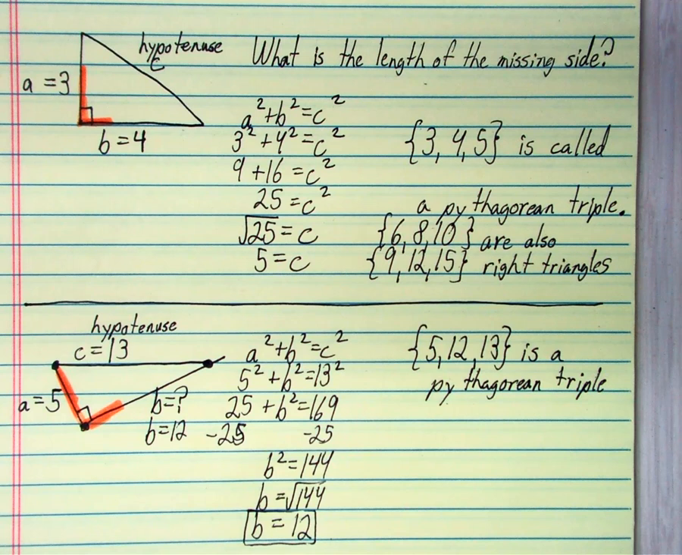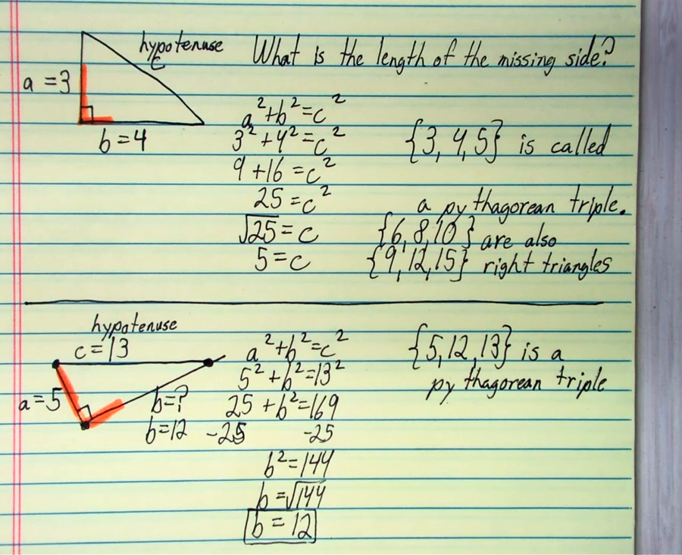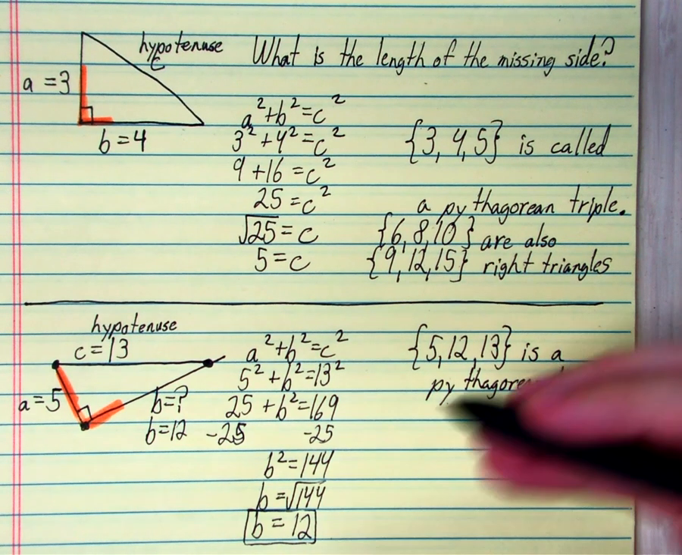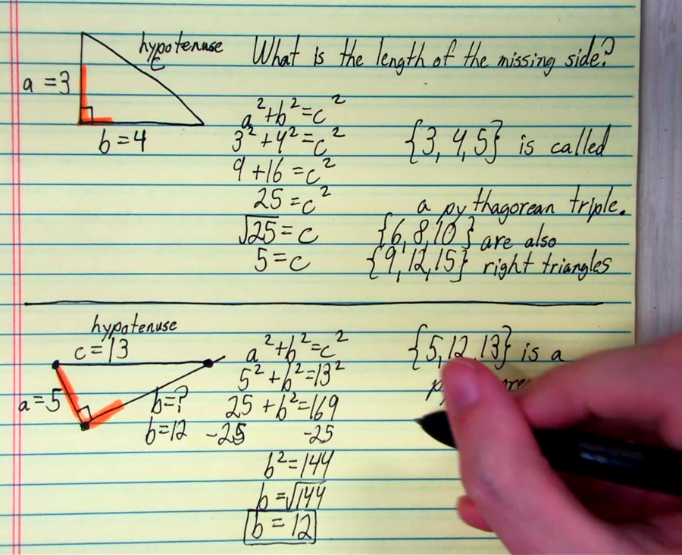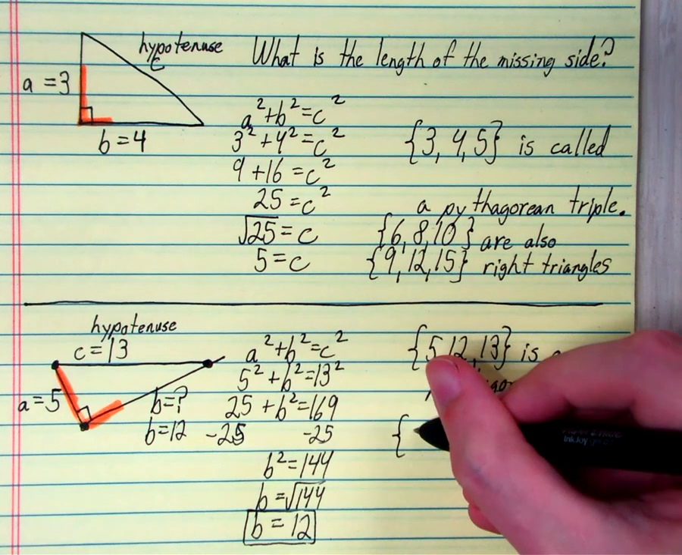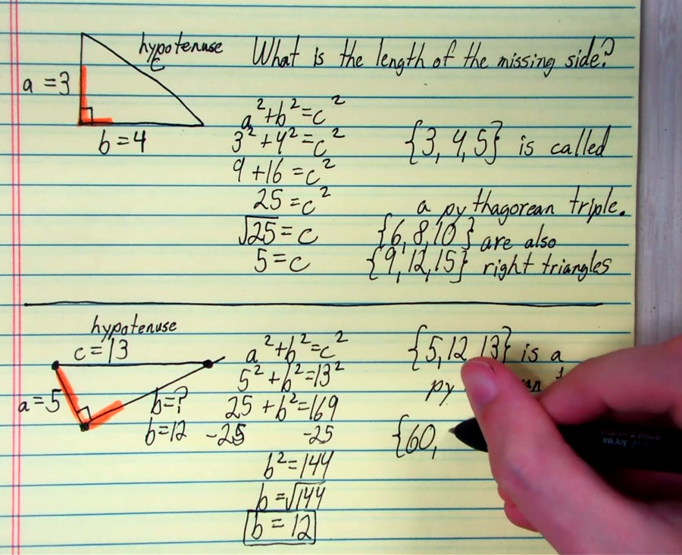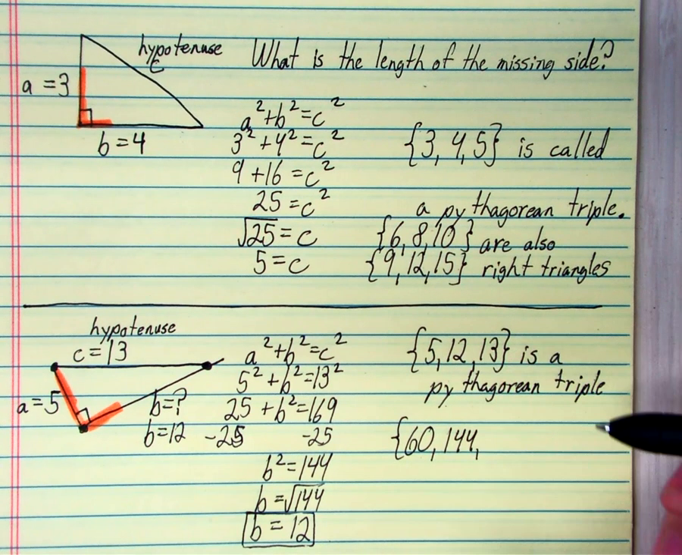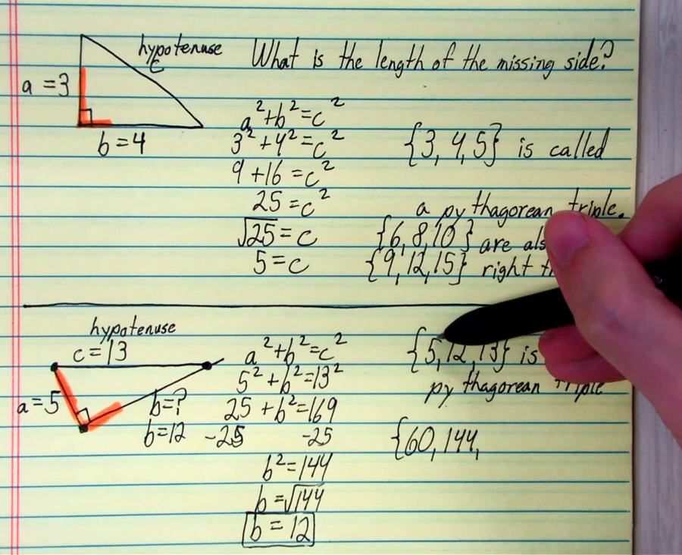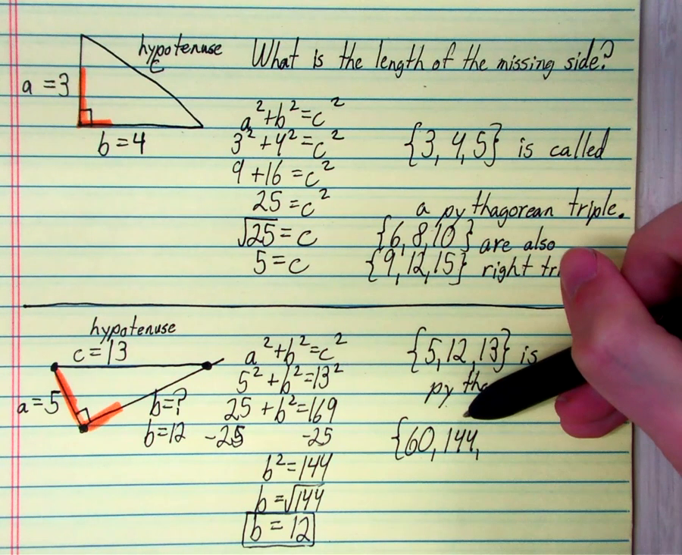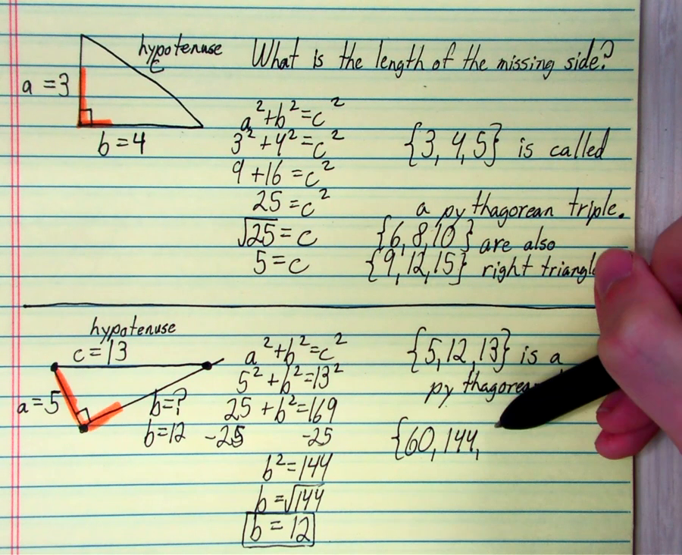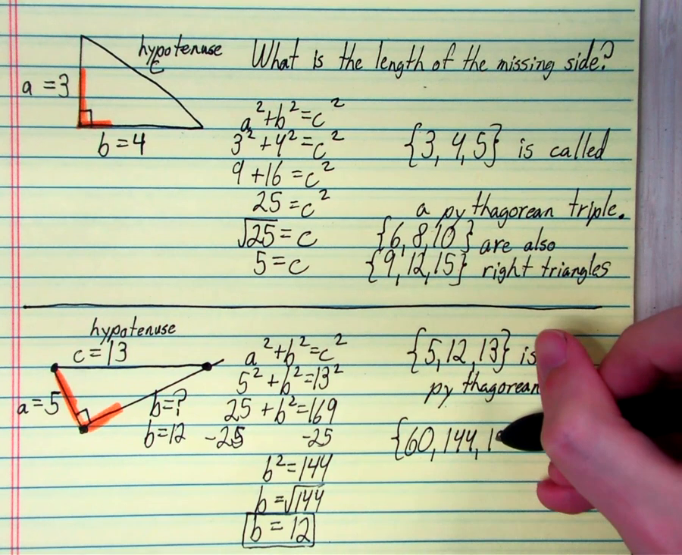So if I can think of any multiples of 5, 12, and 13, if I multiply those three numbers all by the same number, I'll come up with another one. So another example could be I see 60 and 144. If I look and say, oh, 5 times 12 makes 60, and 12 times 12 makes 144, I know the next one has to be 13 times 12, or 156.